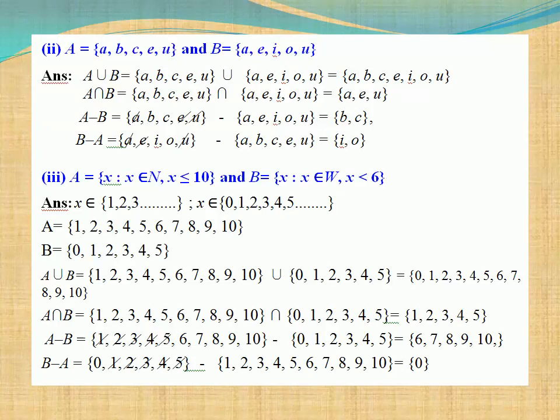Now you have to write A union B. What is A union B? 0, 1, 2, 3, 4, 5, 6, 7, 8, 9, 10. A intersection B is what? 1 to 5: 1, 2, 3, 4, 5. Now A minus B: cancel the common elements. So 1, 2, 3, 4, 5 are cancelled. The remaining elements from A are 6, 7, 8, 9, 10. B minus A: you have to cancel the common elements. So the remaining element from B is 0. So this is your answer.